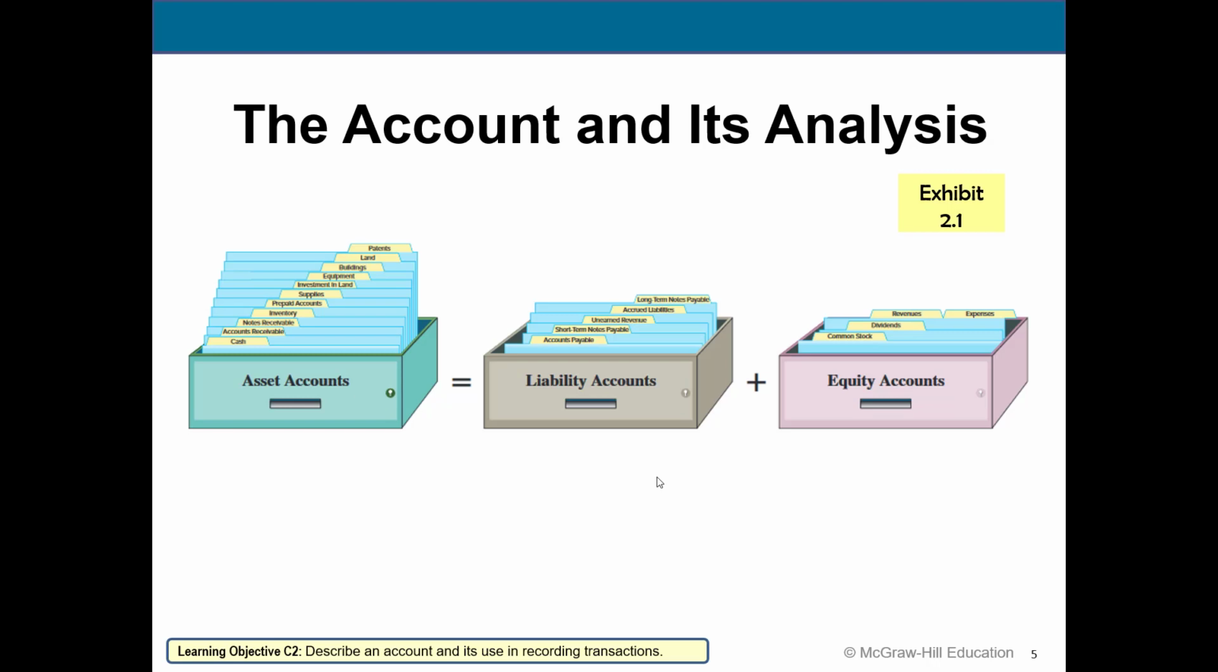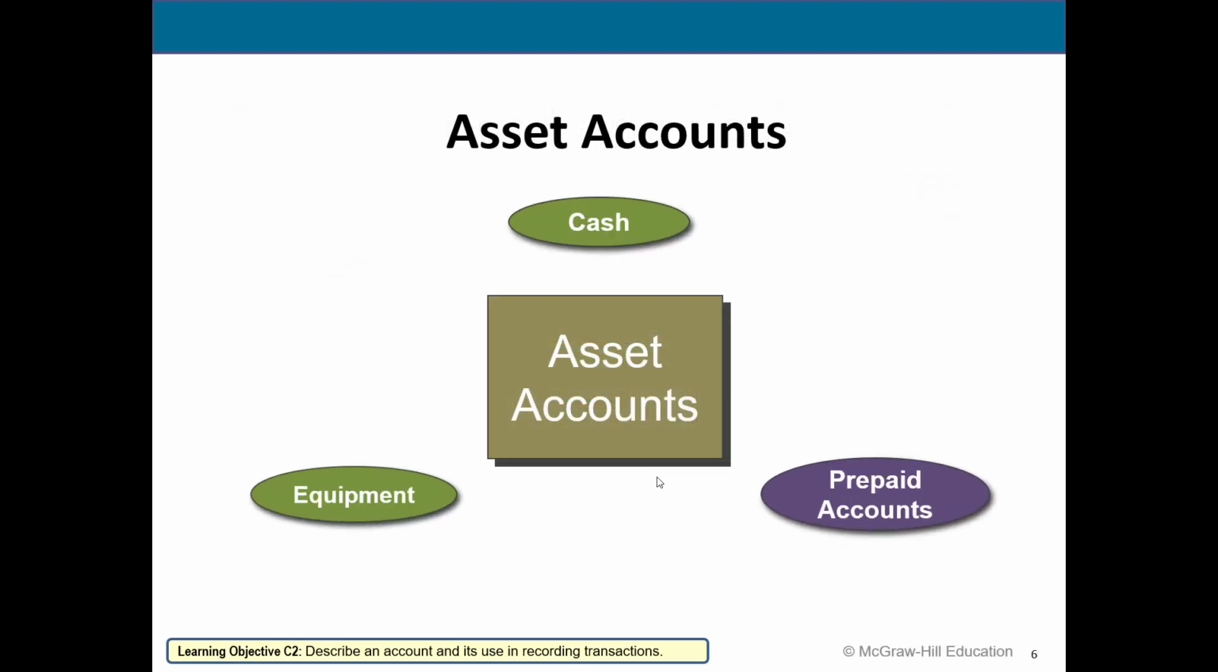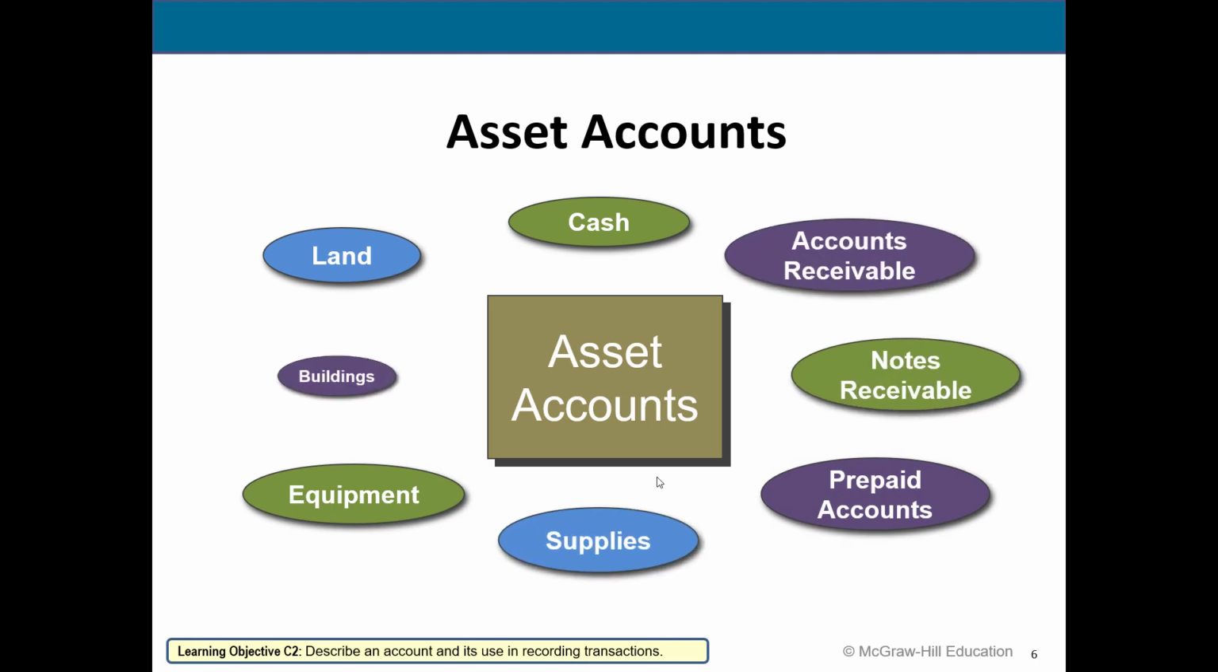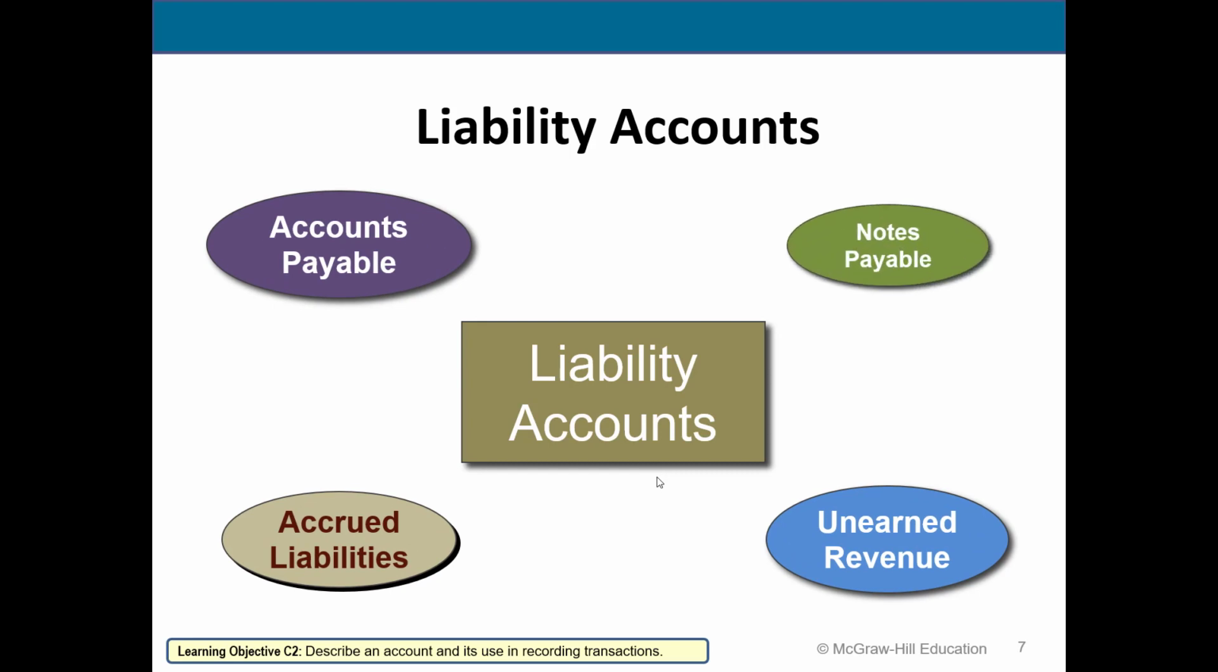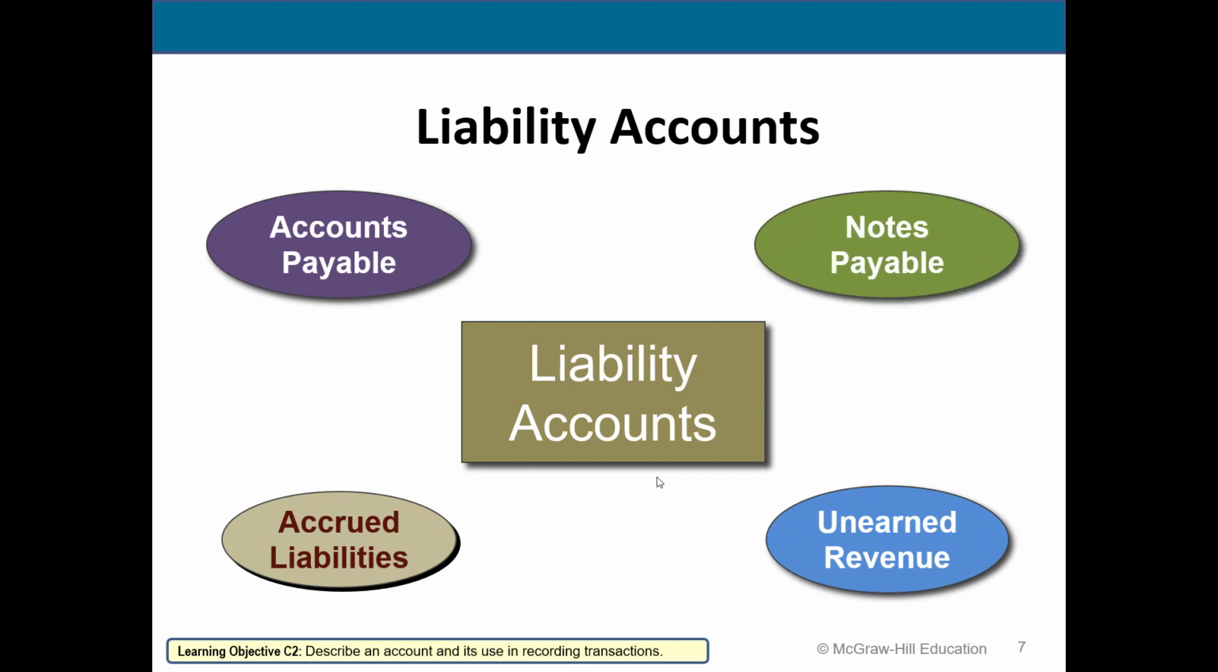So you will recall the accounting equation, assets equals liabilities plus equity. Here are examples of assets: cash, land, accounts receivable, supplies, equipment. Here are examples of liabilities. Any account with the word payable in it is a liability. Accounts payable are amounts we owe to our suppliers. And then we also have unearned revenues, which we will discuss.